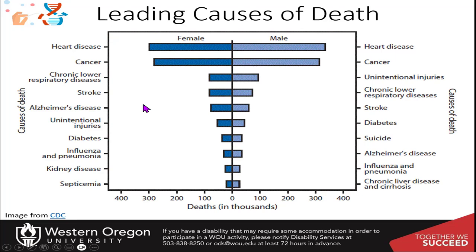Stroke, the next one for both. Diabetes for men and Alzheimer's disease for women. So women have more predisposition for neurodegenerative diseases. Then unintentional injuries shows up for women. And then diabetes, influenza, pneumonia. You'll see just a little bit different ordering here. And you'll see that suicide also shows up here.